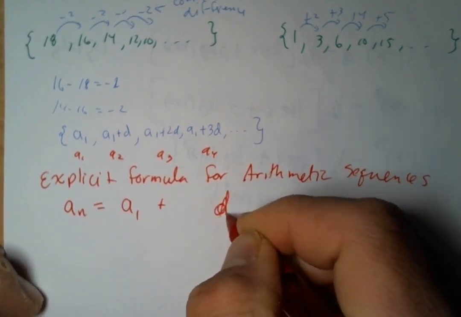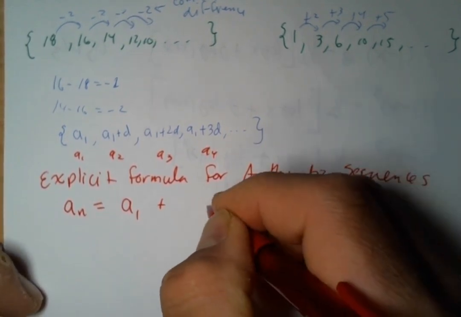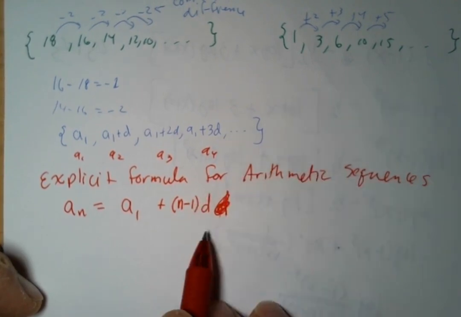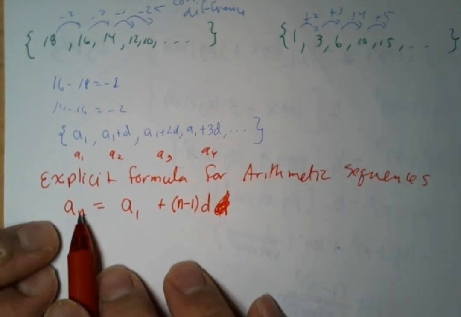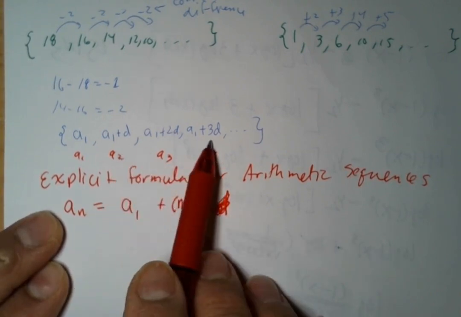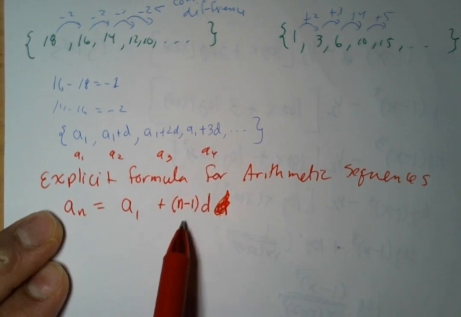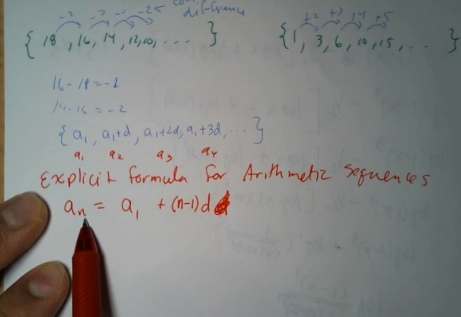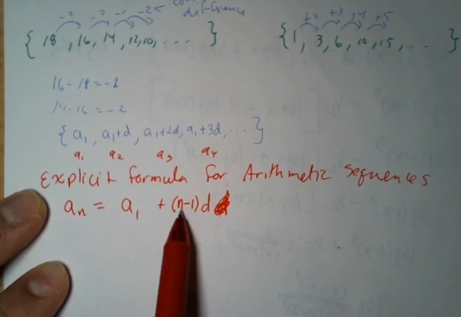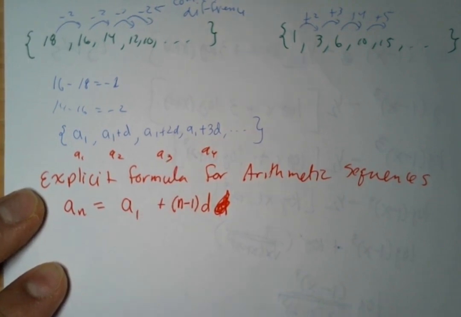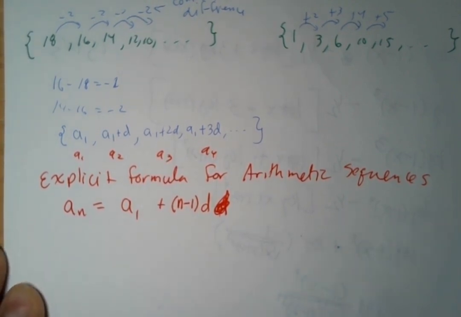So when we write this here, what we're going to multiply that by is n minus 1. So as you can see, when a sub n is 4, then 4 minus 1 will be 3d, and we get that value here. When n is 3, we get 3 minus 1 is 2. So it matches up with our pattern here.